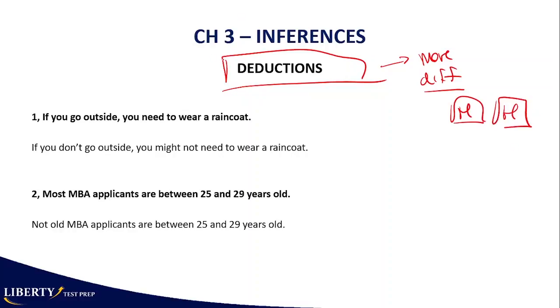Now, what are deductions? Deductions could be based on several different things. For example, they could be based on conditions. Let's read this one. If you go outside, you need to wear a raincoat.